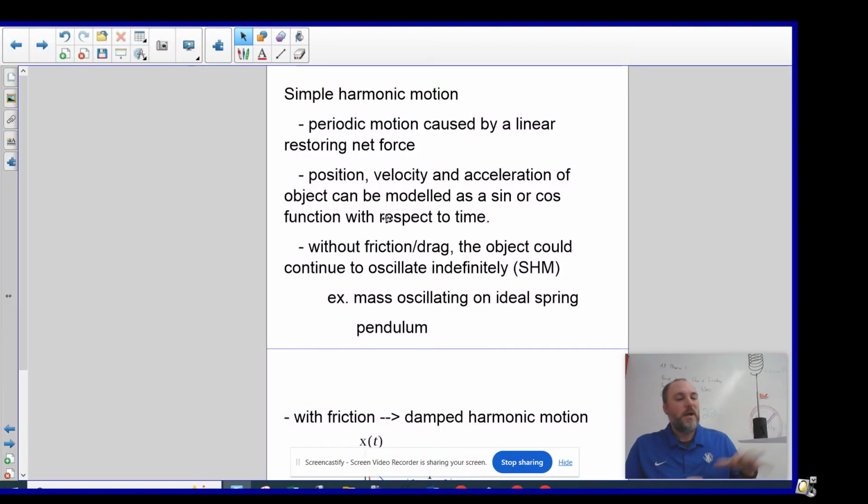Okay. So we have to imagine a situation where there's no friction or drag. And if that's true, then we could get simple harmonic motion with something like a pendulum that swings back and forth, or like this spring mass oscillator right here.